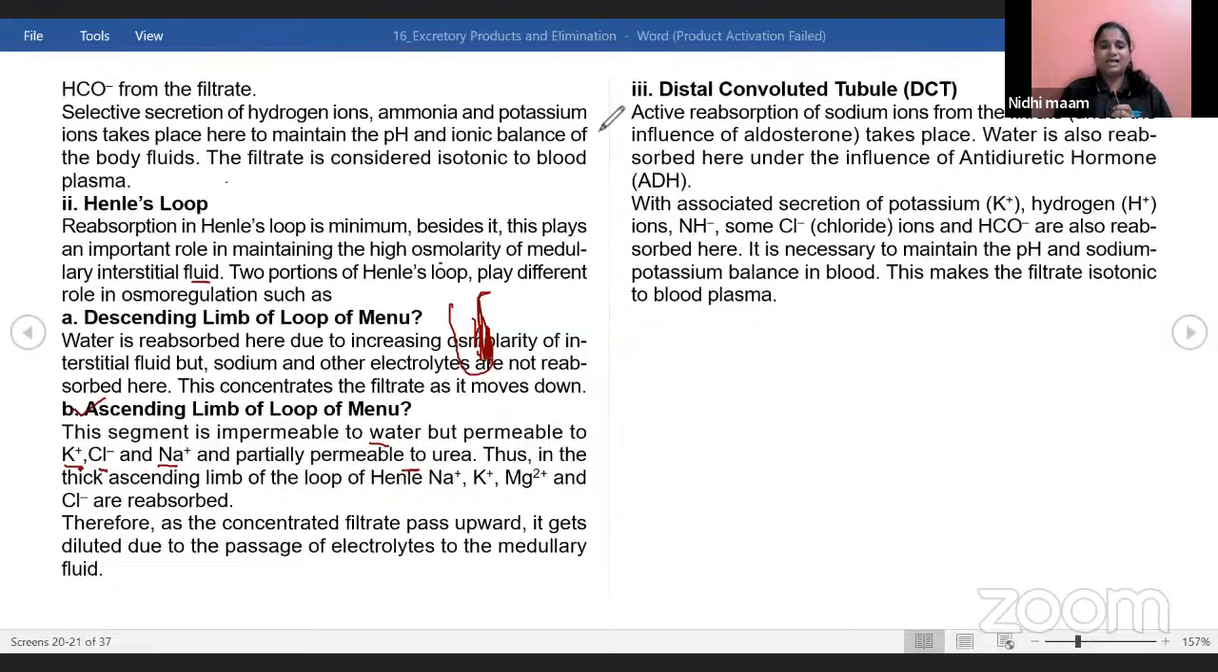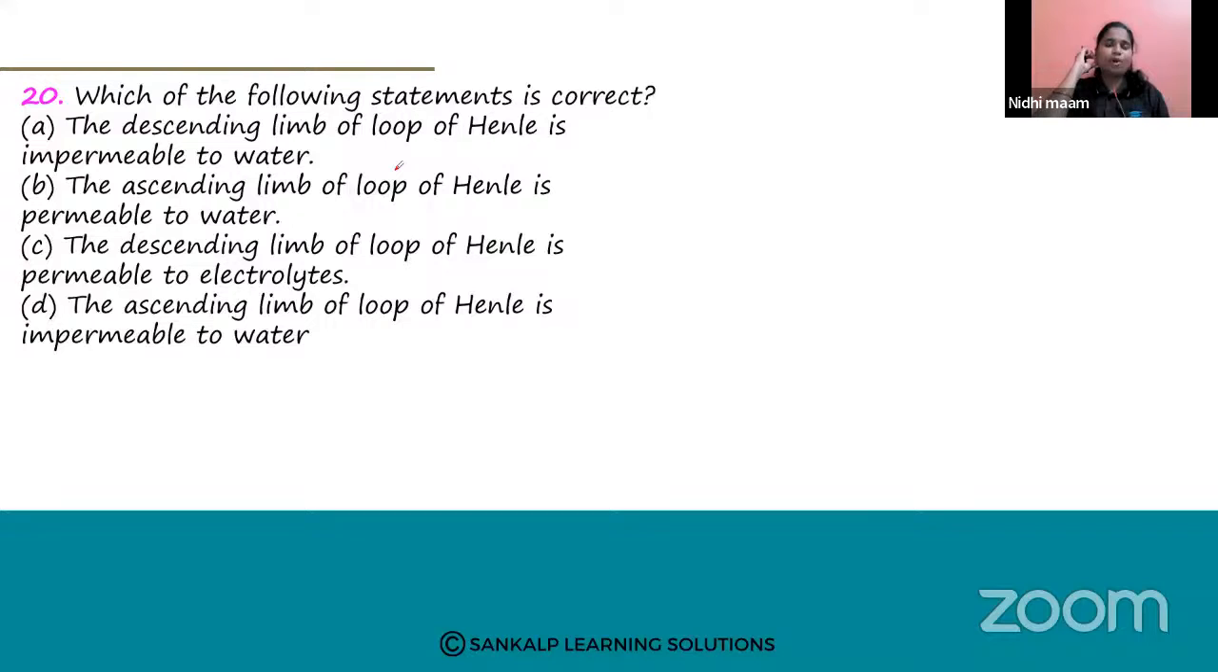Fine. So here they asked the question, which of the following statements is correct? Descending limb of loop of Henle is impermeable to water. Ascending limb of loop of Henle is permeable. Descending limb of loop of Henle is permeable to electrolytes. Ascending limb of loop of Henle is impermeable to water. Just now we discussed the concept. So which is the right or correct statement? Let us check the answer here. The right answer is option D.